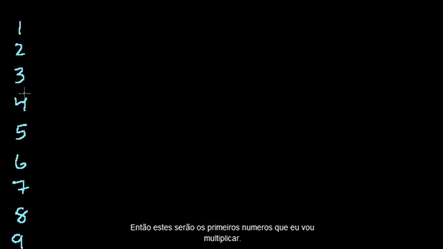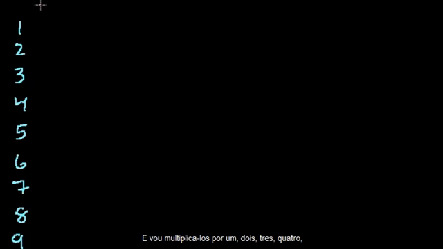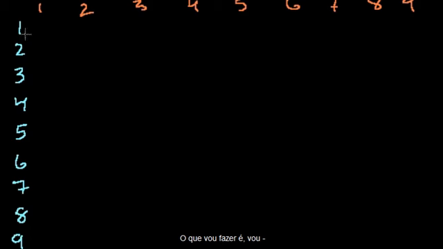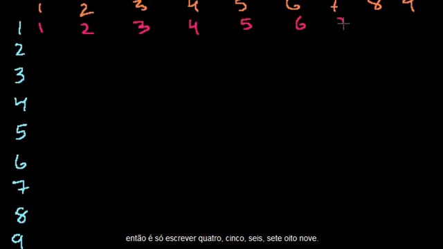So these are the first numbers that I'm going to multiply. And I'm going to multiply them times 1, 2, 3, 4, 5, 6, 7, 8, and 9. Whatever is 1 times 1, I'm going to write here. Well, that's 1. What's 1 times 2? That's 2. What's 1 times 3? That's 3. 1 times anything is that number. So I could just write 4, 5, 6, 7, 8, 9, right? 1 times 9 is 9. Fair enough. Now let's do the 2 times tables.